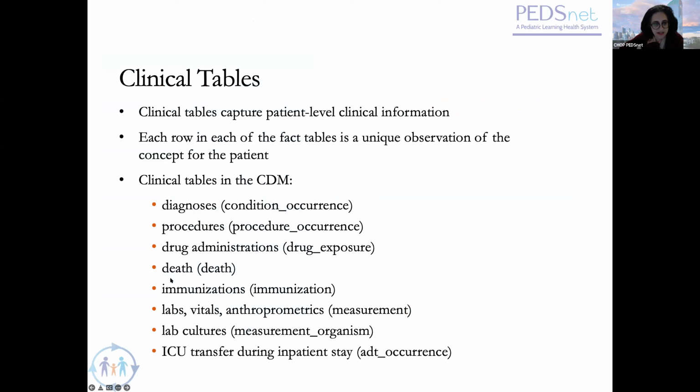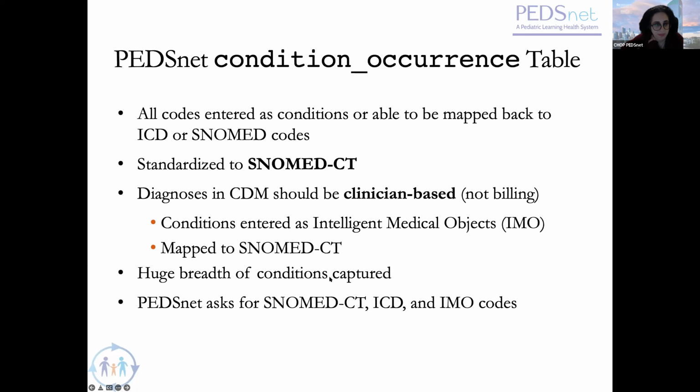So then we have clinical tables that capture patient level clinical information. So each row in each of the fact tables is a unique observation of the concept for the patient. So the clinical tables in the common data model are diagnoses, which is found in the condition occurrence table, procedures, which are in the procedure occurrence table, drug administrations, in the drug exposure table, and so on and so forth. So I'll go through a few of these tables.